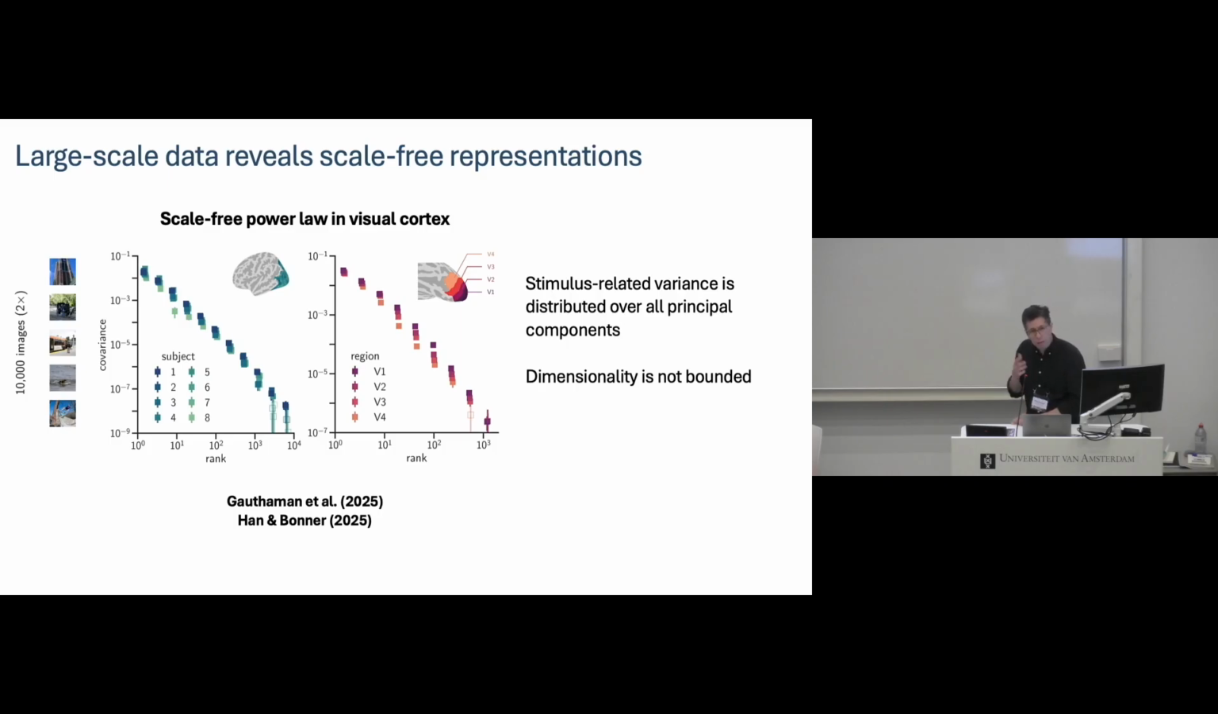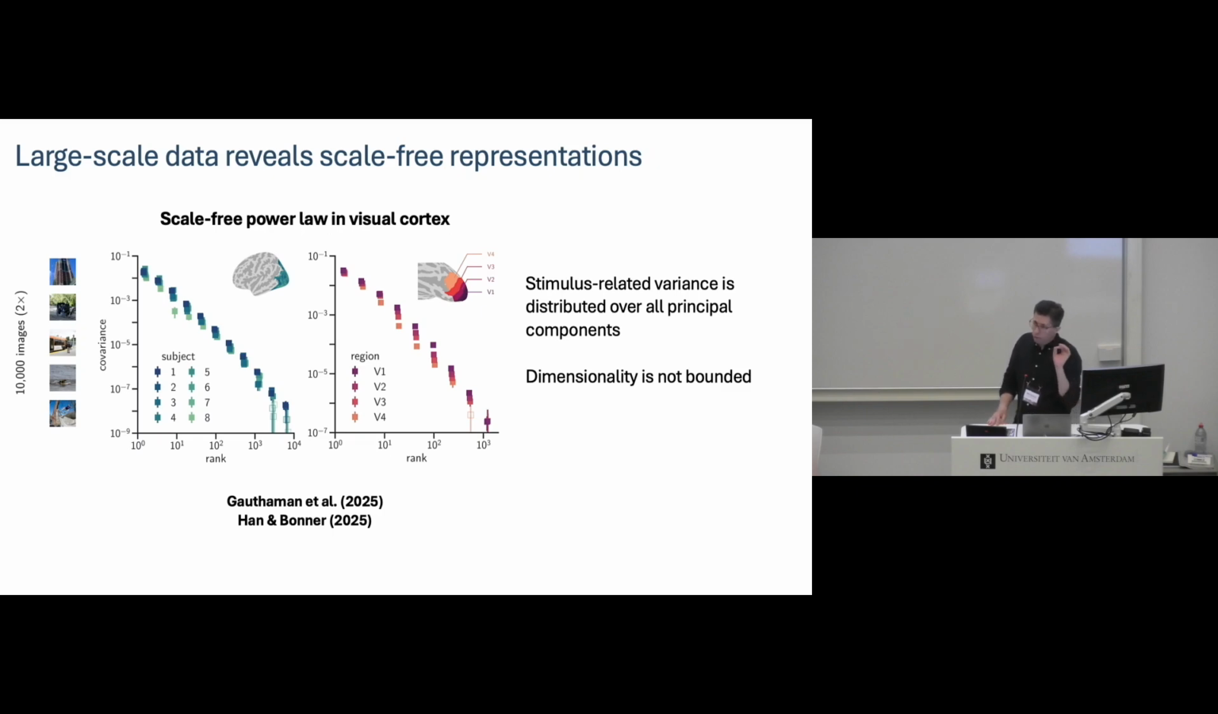What we find when we do this is that the natural image representations in human visual cortex are not restricted to a low-dimensional subset of principal components. Instead, the stimulus-related variance in cortical representations is distributed across all latent dimensions in the activity space. In the data sets that we've examined, we can see stimulus-related variance spanning at least thousands of latent dimensions.